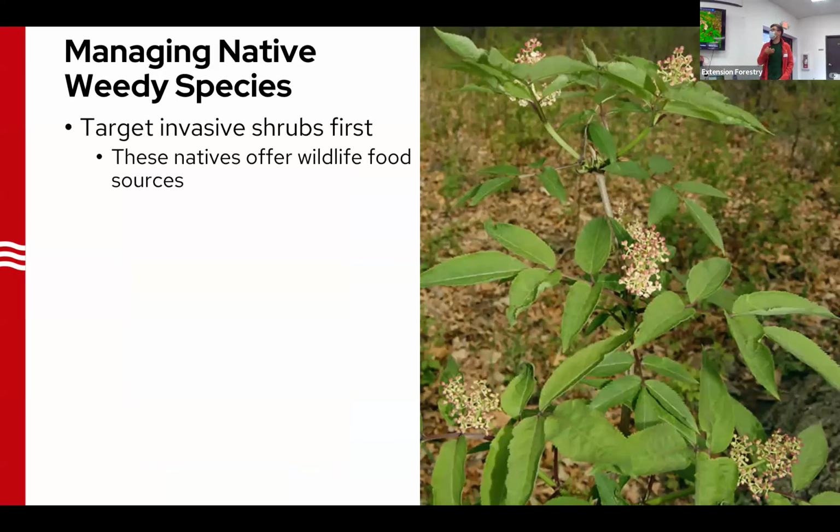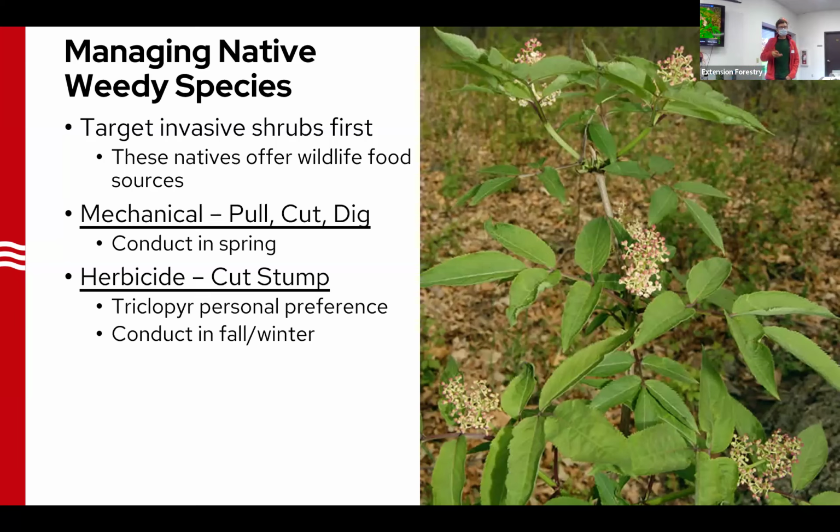I like to think if we have invasive shrubs on the property, we should probably prioritize managing those first. These species, especially that red elderberry, can be a good native pollinator source. We may want to keep that. And overall, these invasive shrubs are going to be the first priority to manage because they can get out of control and spread very, very rapidly.